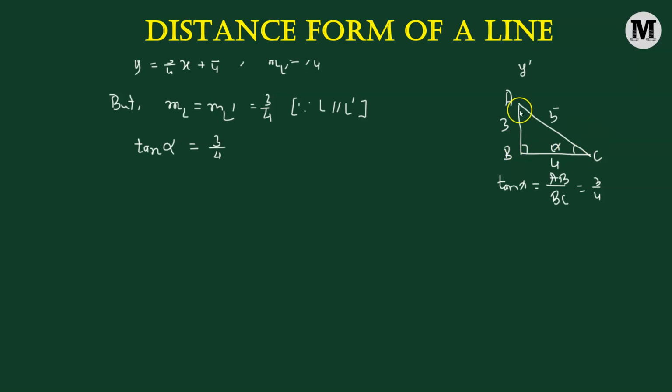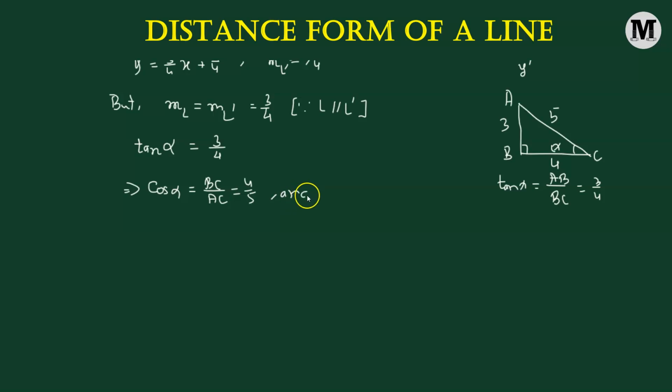So now that we have the length of the three sides of the triangle, we can easily define the value of cosine alpha as well as sine alpha. So what is cosine alpha? Cosine alpha is the adjacent over the hypotenuse, that means BC over AC. So BC over AC, or simply put, we get 4 over 5.